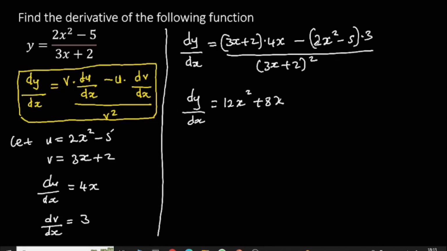In this case, I'm going to take negative 3 and multiply by positive 2x squared. That is going to give us negative 6x squared. Then negative 3 multiplied by negative 5 gives us a positive 15. Then you have to divide by the denominator squared.